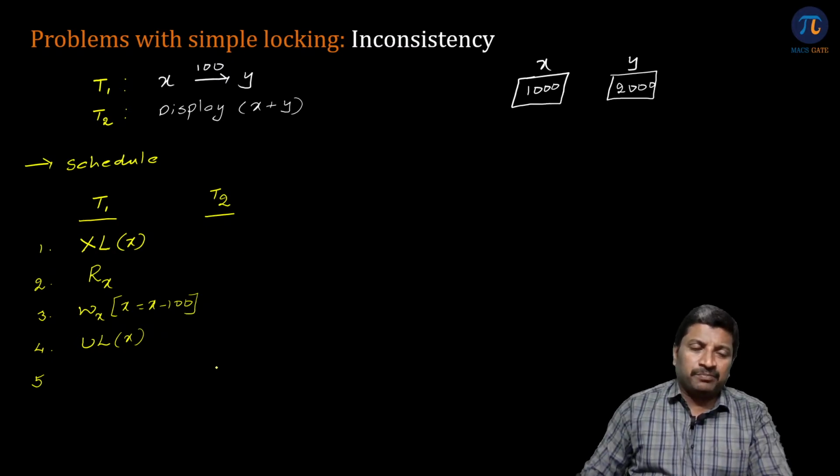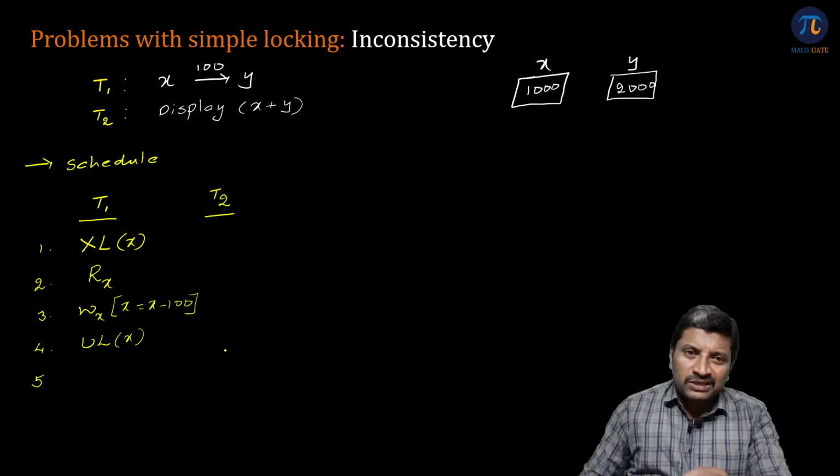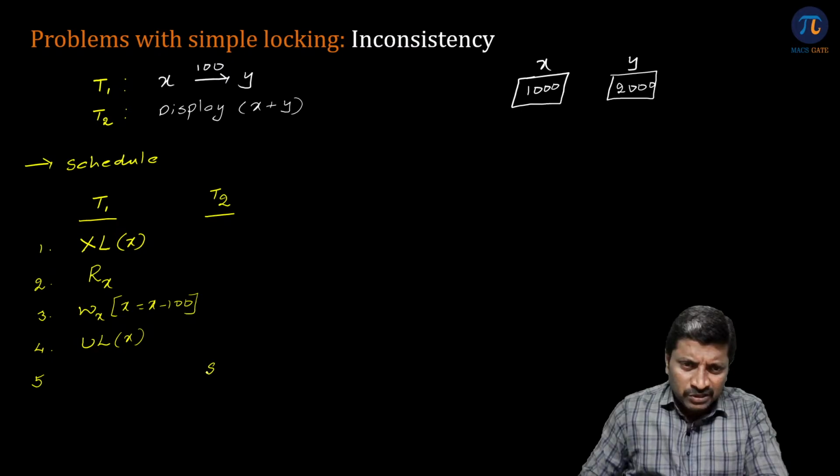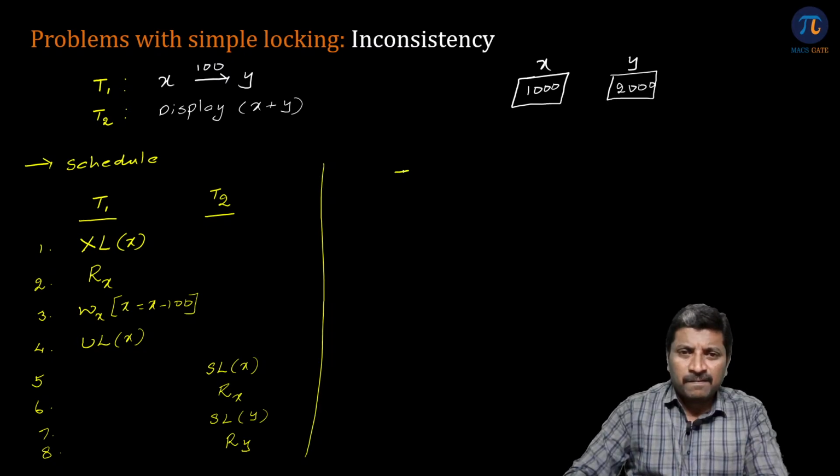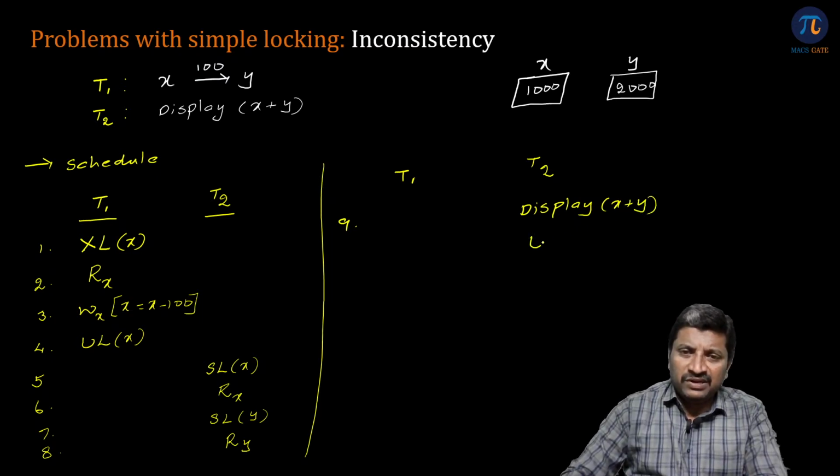Suppose now T2 started. So it wants to display the value of X plus Y. So he wants to only read the values, right? He wants to read only the values. Of course, you can get exclusive lock also. Suppose he got shared lock of X and he read the item. Then he got shared lock of Y. Then he read the item. Let me write it here, sir. In the next step, it will display X plus Y because he knows both of the values. Then he will release the locks.